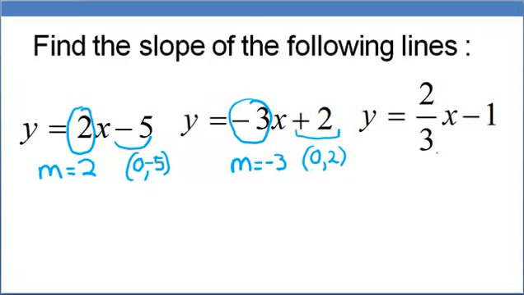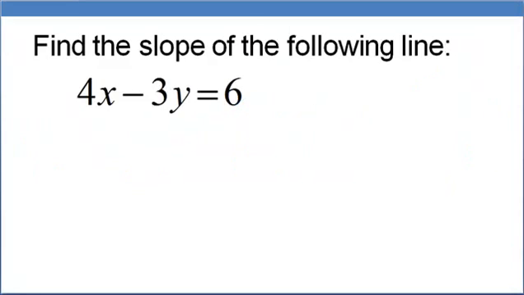For our third example, y equals 2/3 x minus 1. We want the slope. Y is isolated. Slope will be the coefficient of the x. So slope is 2/3. And you could also pick off your y-intercept, 0, negative 1. Let's look at another example. Find the slope of the following line.